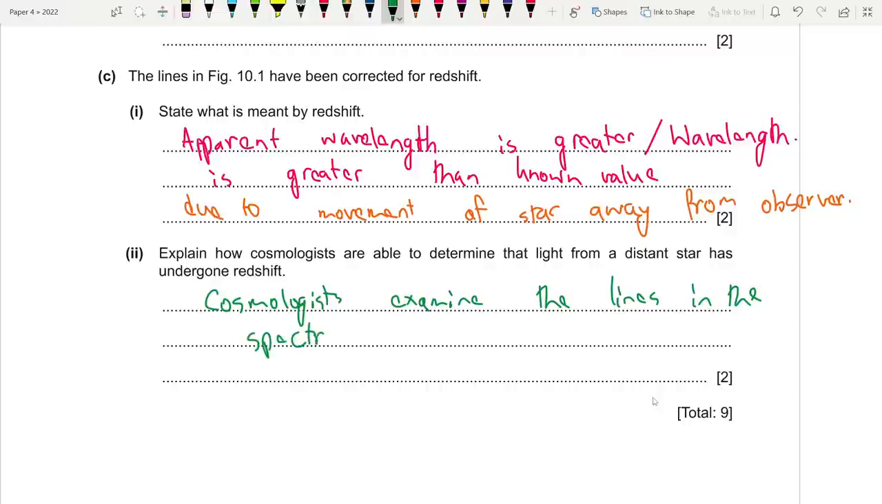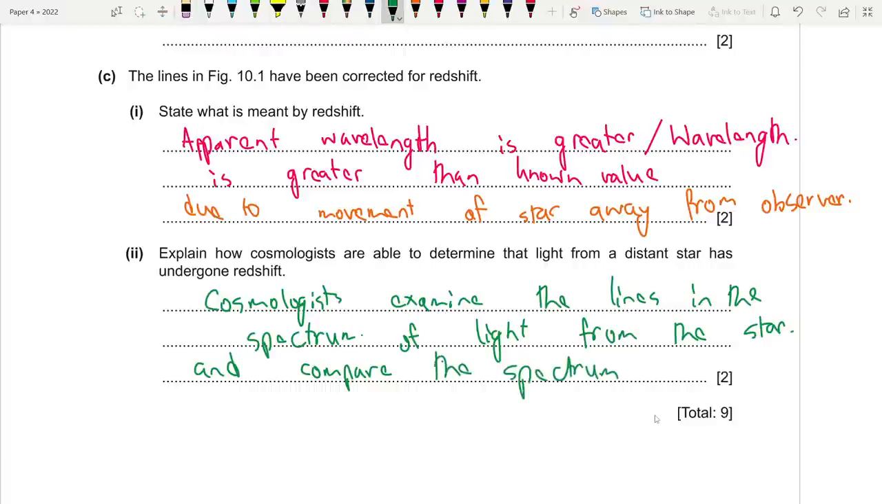So I'm basically talking about quantum physics over here. You know there are two types of spectrum, right? Absorption and emission spectra. So emission is from a hot object, a star basically. So cosmologists examine the lines in the emission spectrum of light from the star and compare the spectrum with a known spectrum. So what is essentially happening here?